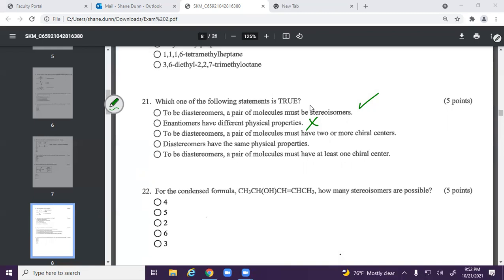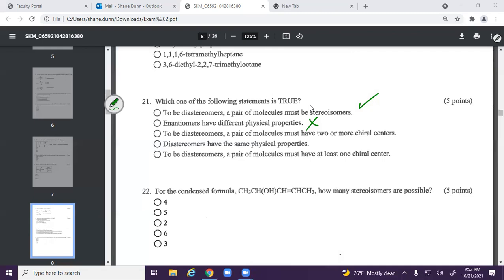Enantiomers do have different physical properties. I do not know why he says that one's false. Technically, that's true. Because he taught you guys about drugs, right? And how drugs that are enantiomers will be different. Yeah, he said that in class, correct? Or no? Okay.